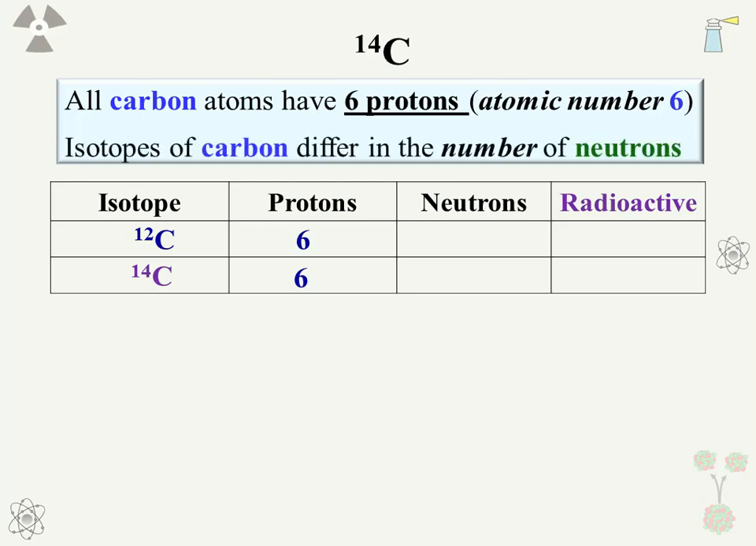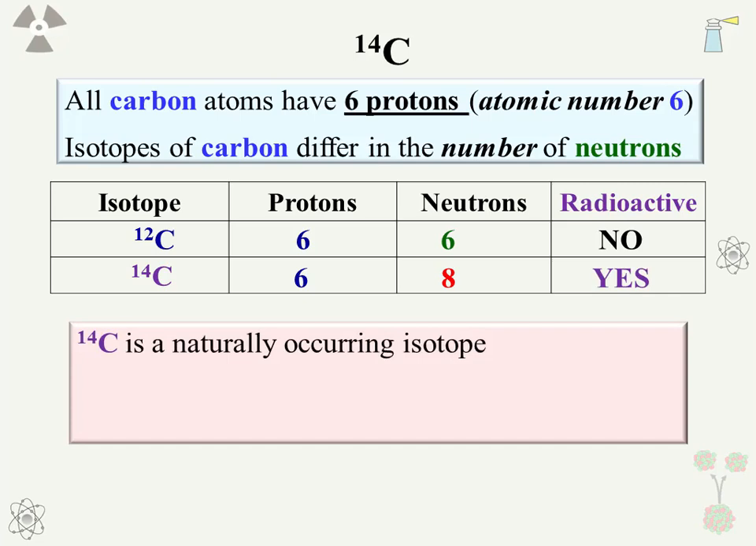As we know, isotopes differ in their number of neutrons. Carbon-12 has a mass number of 12. If it has 6 protons, it will need to have 6 neutrons to get to a mass of 12. Carbon-14 needs 8 neutrons to add to its 6 protons in order to have a mass number of 14. Carbon-12 is a stable isotope. It is not radioactive. It does not decay. Carbon-14 does.